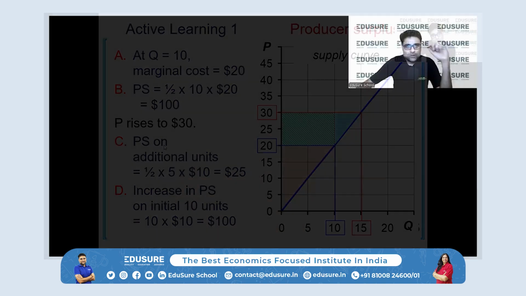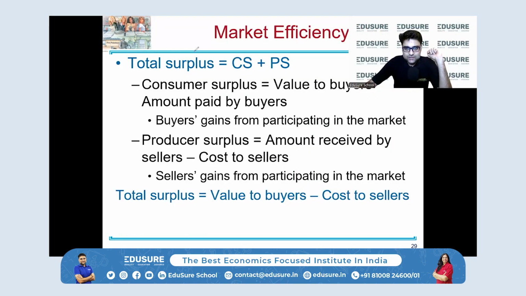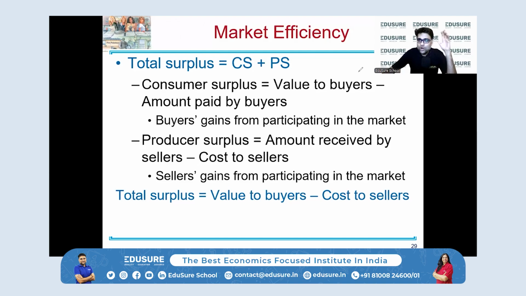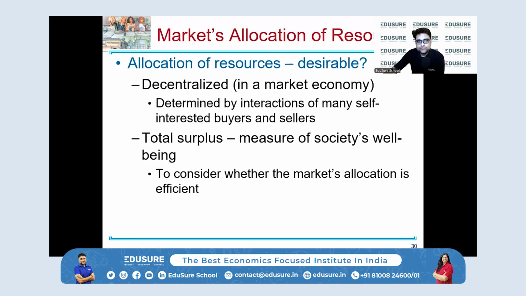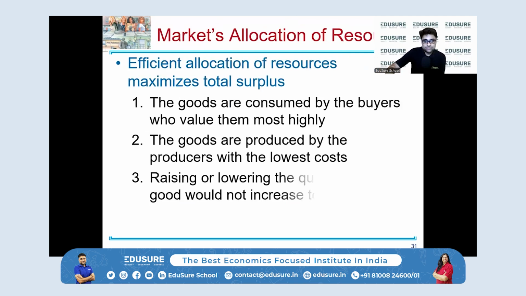Okay. Now we'll talk about market efficiency. The market's overall welfare is consumer surplus plus producer surplus. Okay, so the total surplus is value to buyers minus the cost to sellers. Okay, that is the total surplus of market efficiency. So what allocation of resources is actually desirable? That is where the market comes into play.